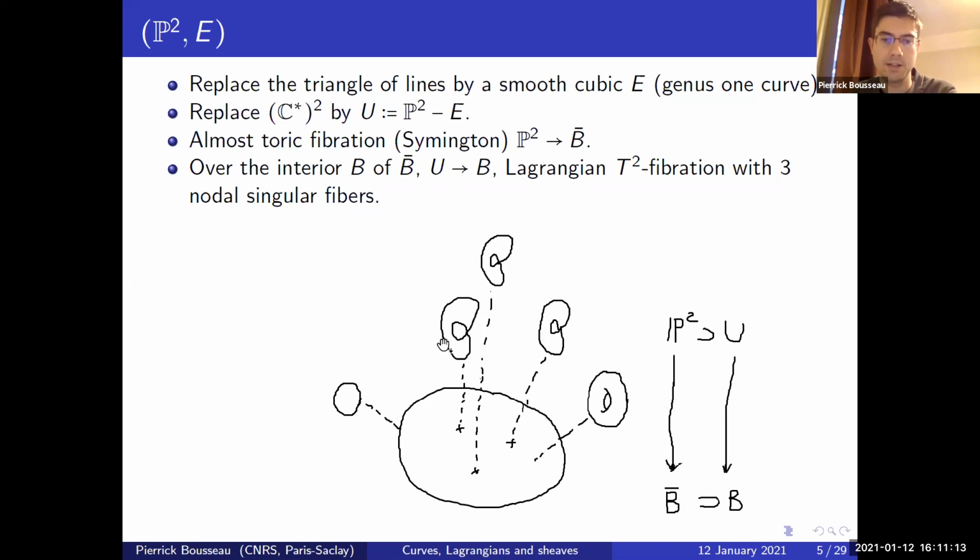And some easy check that this picture kind of makes sense. You can do some easy topological checks, some Euler characteristic computation. P2 has topological Euler characteristic 3. E has topological Euler characteristic 0. So the complement U has also topological Euler characteristic 3. So it cannot be a smooth torus fibration, because if not, it would have Euler characteristic 0. And the fact that there are 3 singular fibers exactly accounts for the correct topology.